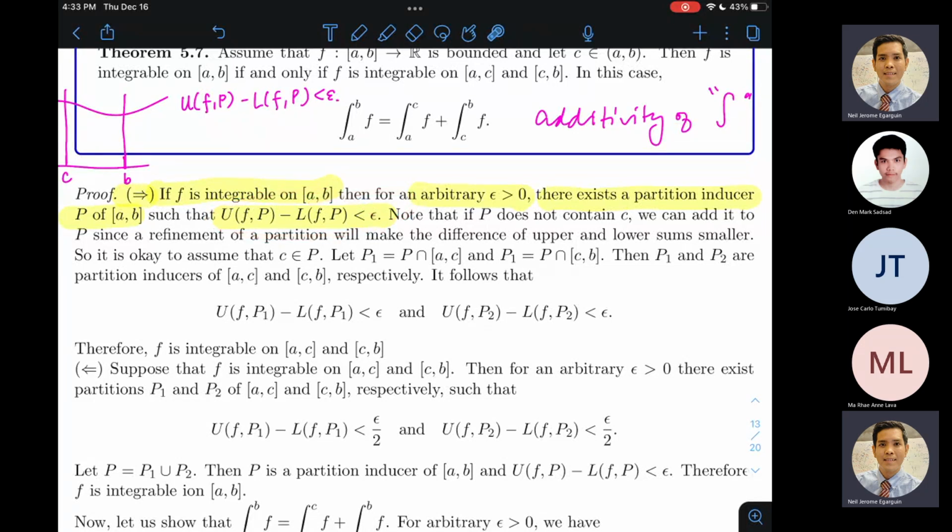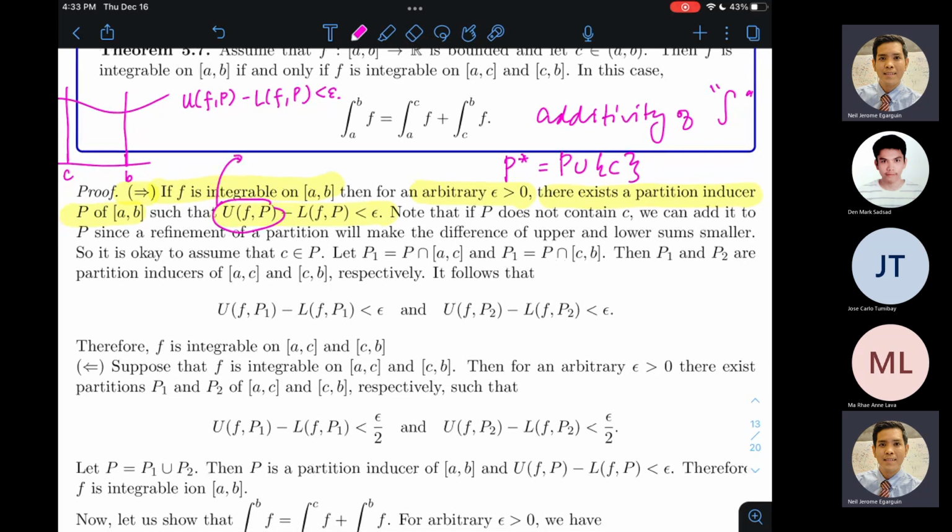Okay? Pero I will say that it doesn't matter kasi nandun man siya o wala, totoo pa rin tong inequality na to. Kasi kung wala si C dun sa partition inducer P, pag dinagdag ko si C kay P, magkakaroon ako ng refinement ng partition inducer P. Tapos alam natin, pag meron tayong refinement ng partition inducer, mas lumiliit yung upper sum. Okay? So halimbawa si P star, tawagin ko siyang P union the set containing C in the case that C doesn't belong originally to P. So P star is a refinement of P. Remember, may result tayo dati na kapag nagiging mas maliit yung upper sum kapag meron kang refinement ng isang partition inducer. So this guy will be smaller.